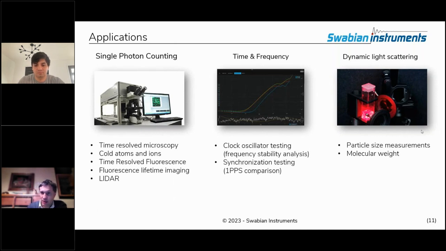Another part is dynamic light scattering, which is also an application of single photon counting, where you detect particle size. For example, in the COVID-19 vaccine, you would measure the size of these mRNA particles by dynamic light scattering, which is a statistical method where you basically measure an autocorrelation of single photon events. I will skip this part today.